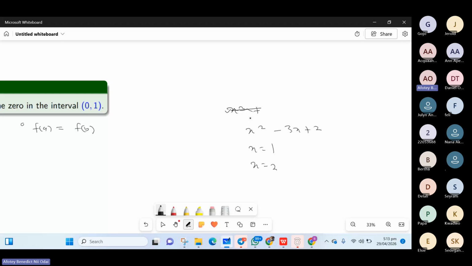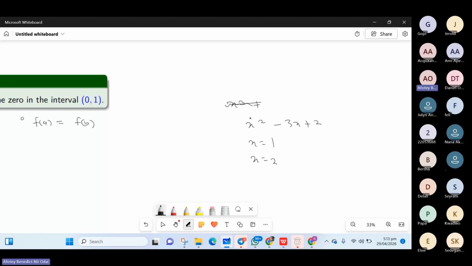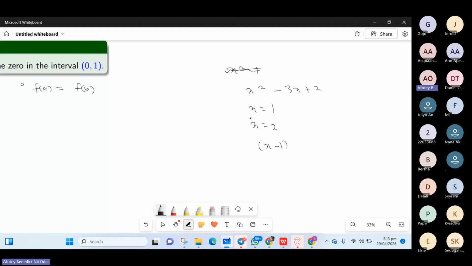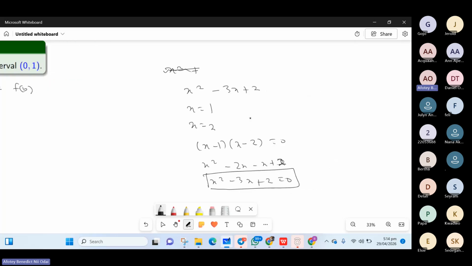To solve this, you can factorize, right? So by factorizing, let's confirm that this is correct. We have (x minus 1)(x minus 2), which gives x squared minus 2x minus x plus 2, so x squared minus 3x plus 2. Yes, so our solution is correct, so we can use this example. We have x squared minus 3x plus 2 equal to 0. This is f of x.